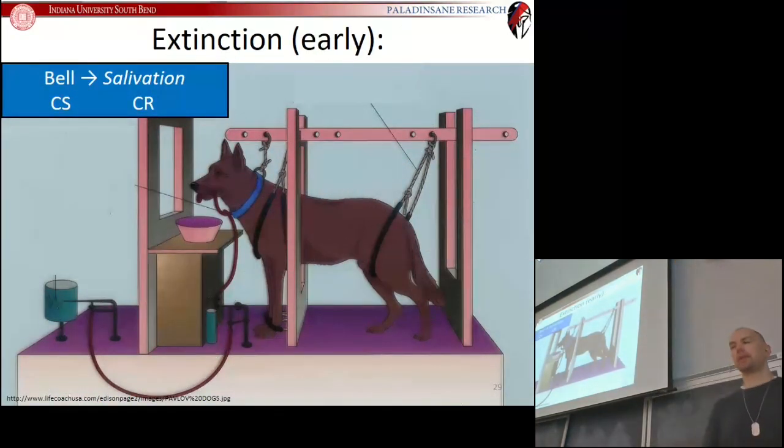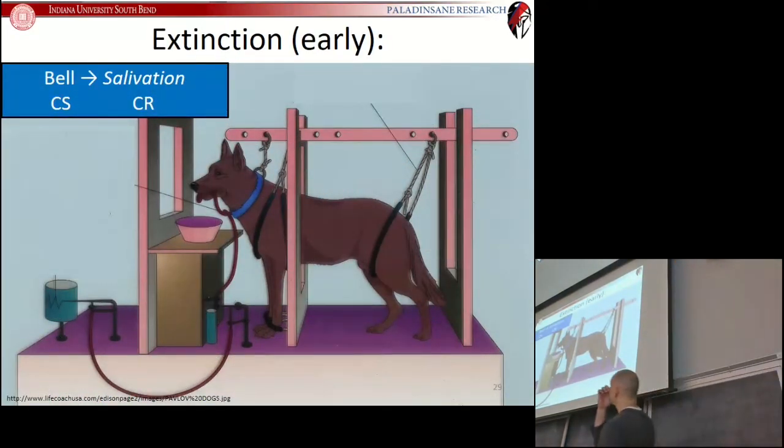So what else can happen with classical conditioning? What else can happen with extinction? So let's say, once again, we're going through extinction. We want this dog to no longer salivate when the bell is rung. The bell is a conditioned stimulus. Salivation is a conditioned response. We keep ringing the bell with no food.